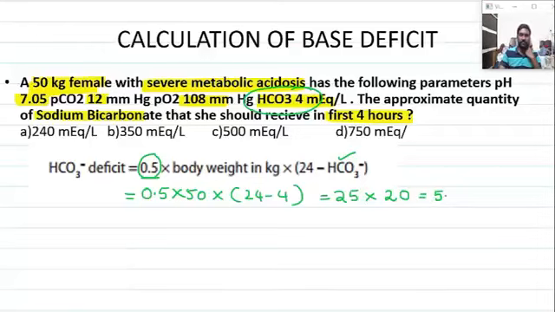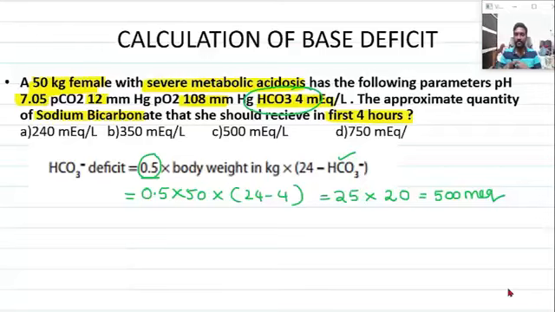So it will be about 500 milliequivalents. This is the base deficit. So if you give the patient 500 milliequivalents, most probably the patient's pH can be brought to normal. But they are asking you how much should be given in the first 4 hours.